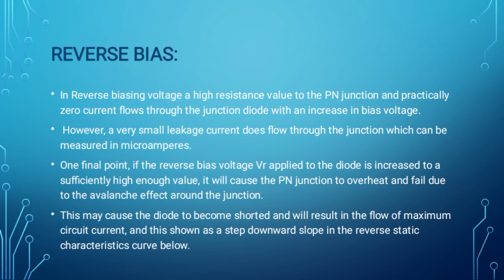One final point: if the reverse bias voltage VR applied to the diode is increased to a sufficiently high value, it will cause the PN junction to overheat and fail due to the avalanche effect around the junction. This may cause the diode to become shorted and will result in flow of maximum circuit current, and this is shown as a steep downward slope in the reverse static characteristics curve below.